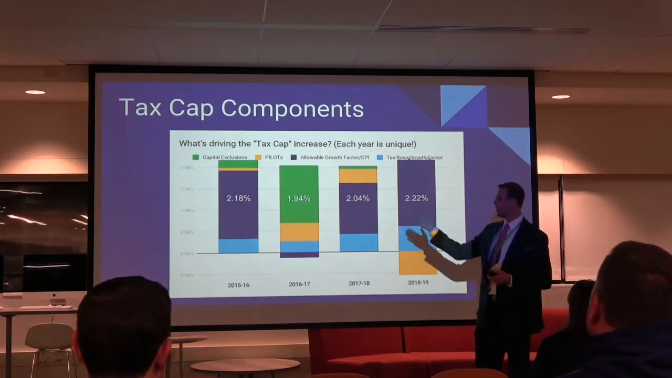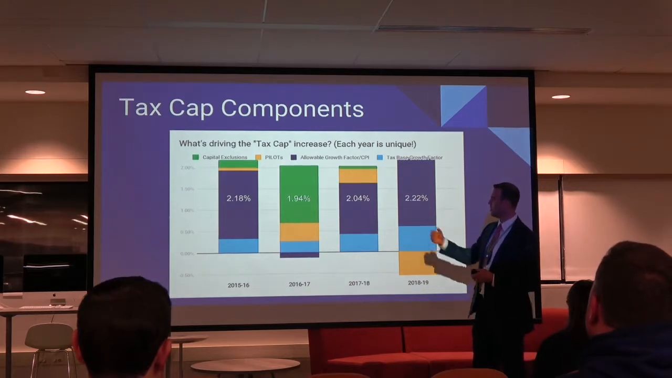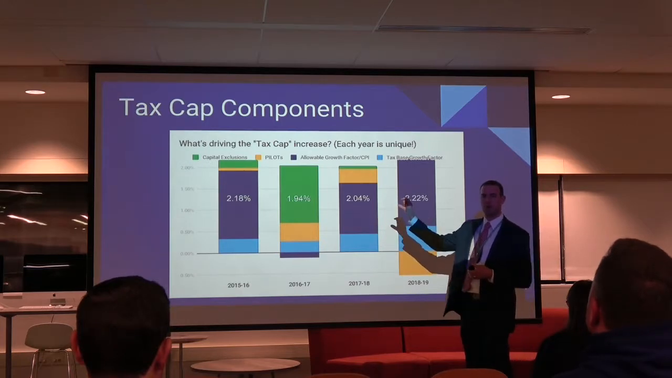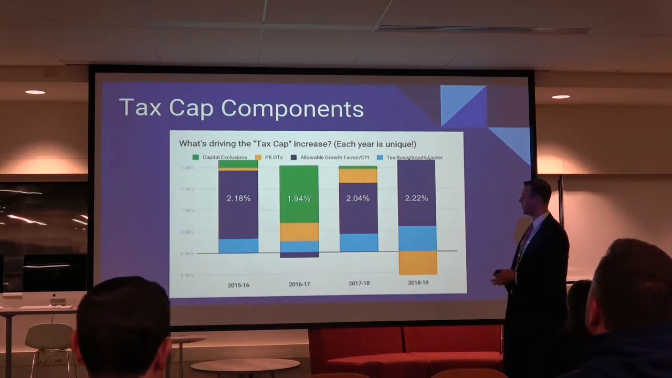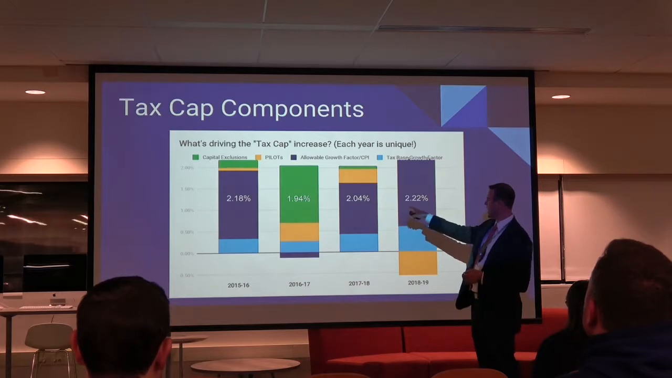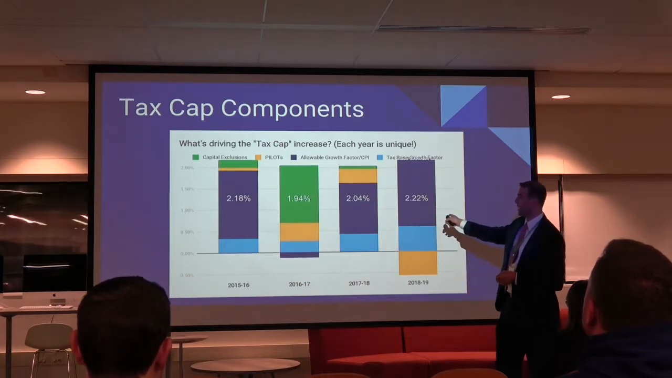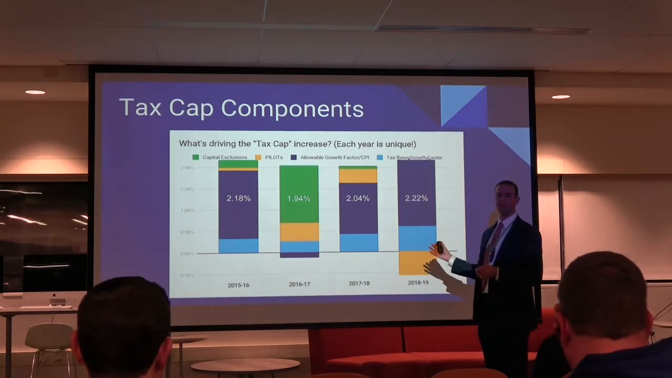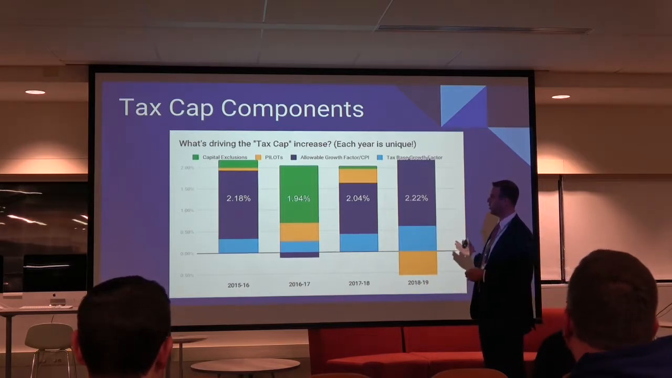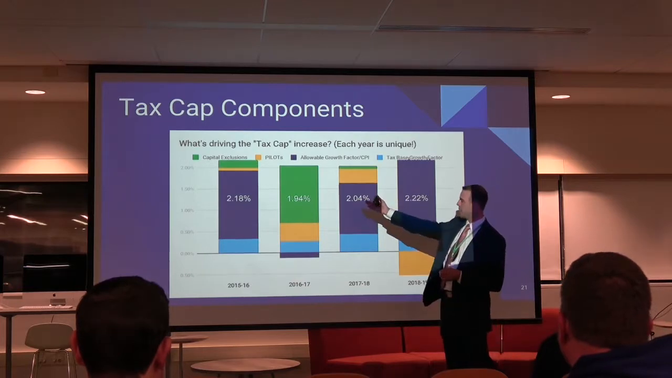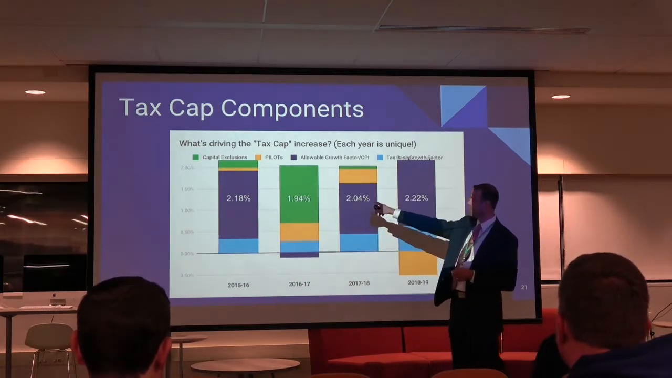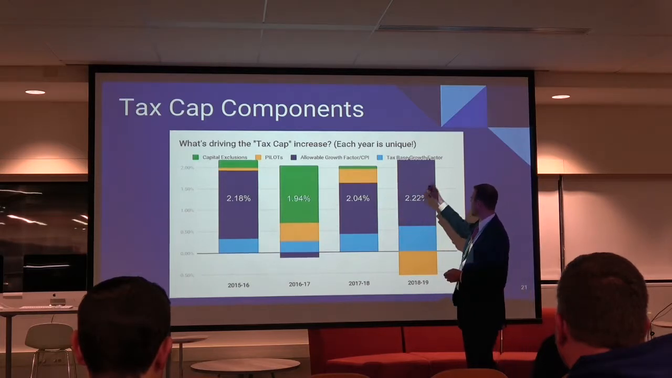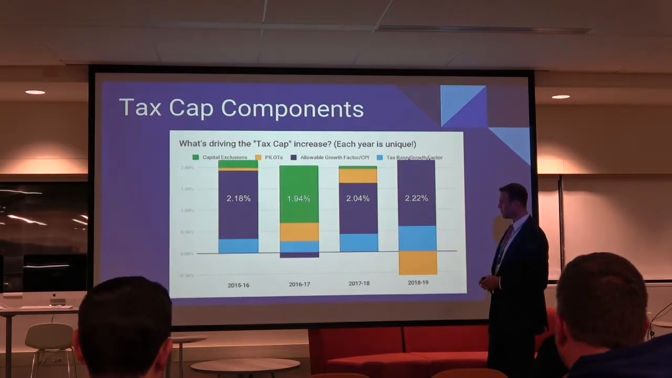Despite that, there was still an increase of some amount. And the purpose of this is to show the proportionate share of the impact on the tax levy. So you see here our tax levy increases over these 4 years have ranged from just 1.94 to 2.22. But the reason for the change is different in each year. So again, the capital exclusion was the main component of the tax cap increase in 16-17 and had a very minor impact on these other years.